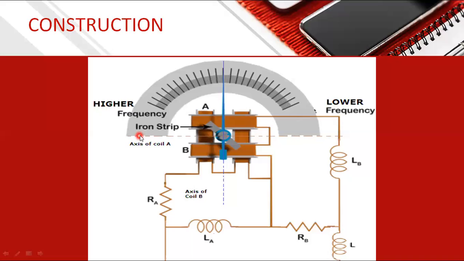Left side we have higher frequencies, the right side we have lower frequency, and the center is zero. I'm sorry, normal frequency. It's not zero. It is normal frequency. So normal frequency, lower frequency, and higher frequencies. This is how we have.